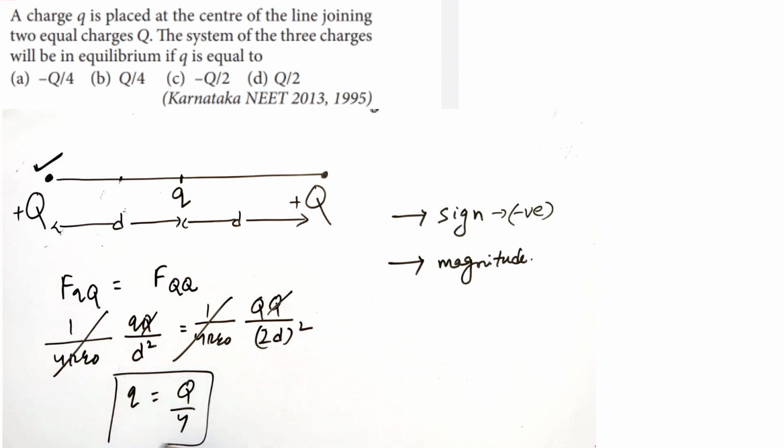So this is the magnitude, capital Q by 4 with the sign of negative, so the answer is going to be minus Q by 4. This is the answer to the question.